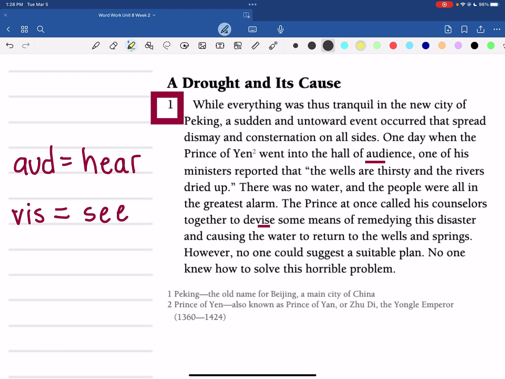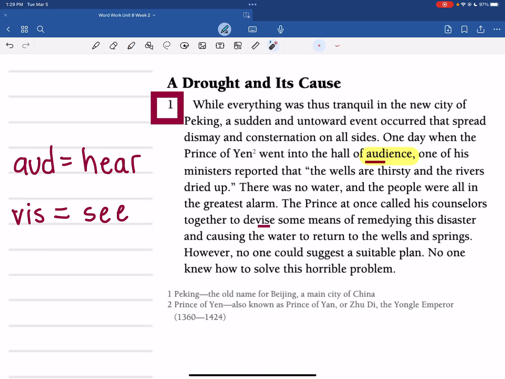We found one example. I've already underlined the root word, but the entire word is audience. Audience is a group of listeners, and the root word aud, A-U-D, means to hear. So it makes sense that in the hall where the audience, whose job is to listen, the word audience is used, and A-U-D means to hear. An audience is a group of listeners whose job is to hear. The root word gives us a really good clue of the definition.